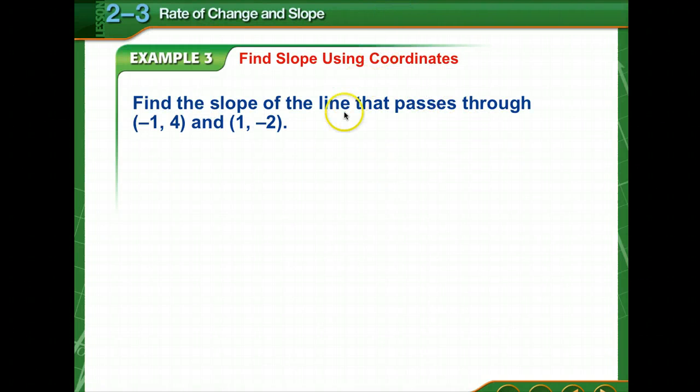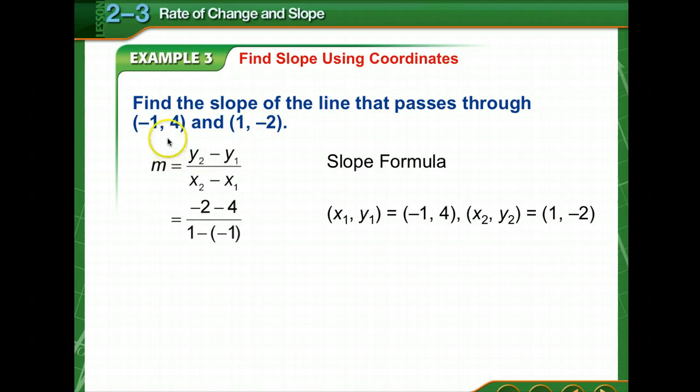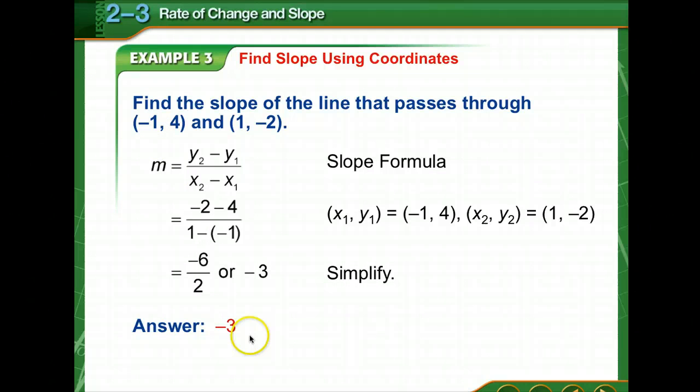So now we're going to find the slope of a line that passes through these 2 points. So if we call this point 1 and this point 2, so this is x1, y1, x2, y2, and that's what they've labeled here. Okay, so we'll have -2 minus 4 over 1 minus -1, and simply do the math. -6 over 2 or -3. So our slope is -3.